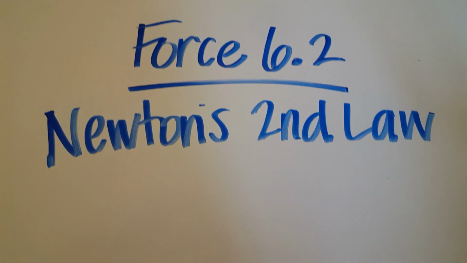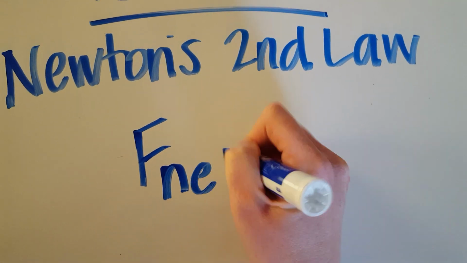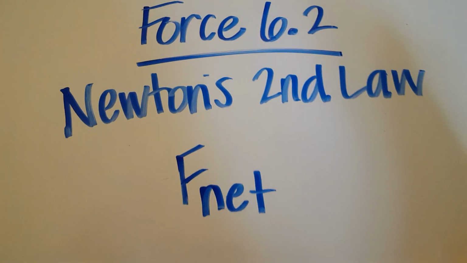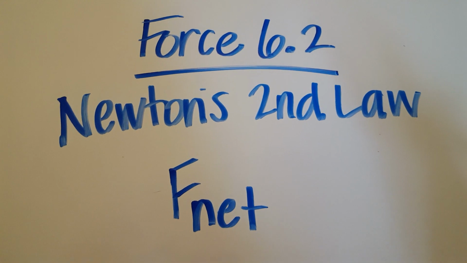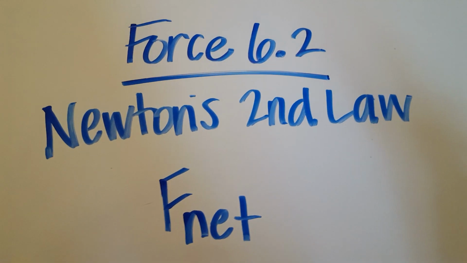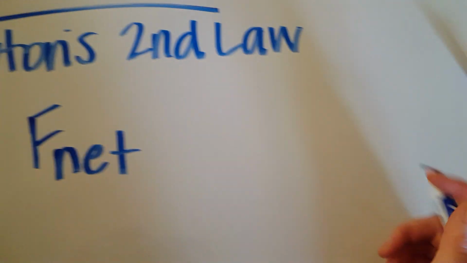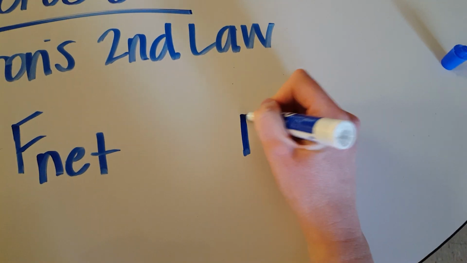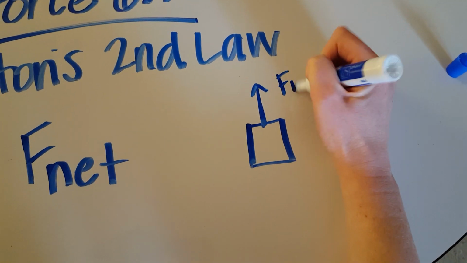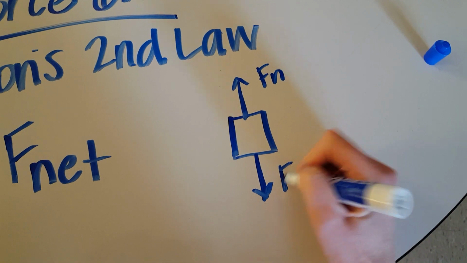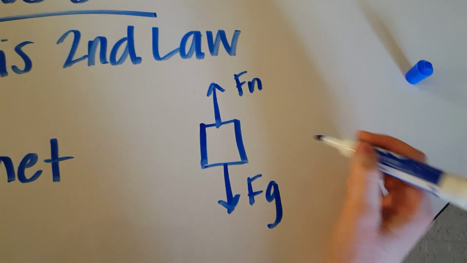Now, I first want to talk about net force. They call this F net. And this is really important in Newton's second law because F net means all of the forces acting upon the object. So maybe we have gravitational force, normal force, an applied force, and frictional force. Let's say this is an object like a box being scooted along the floor.